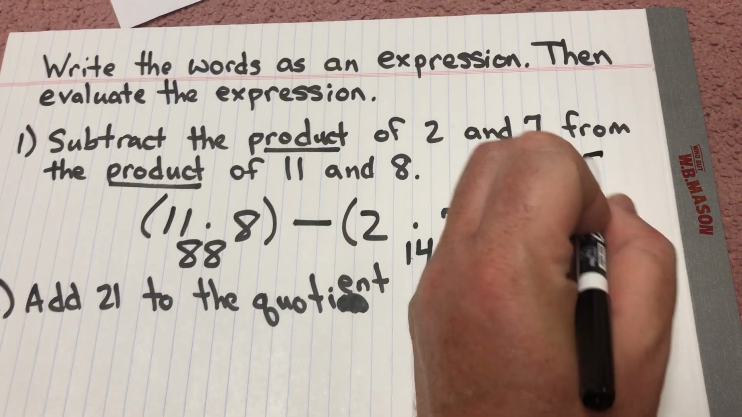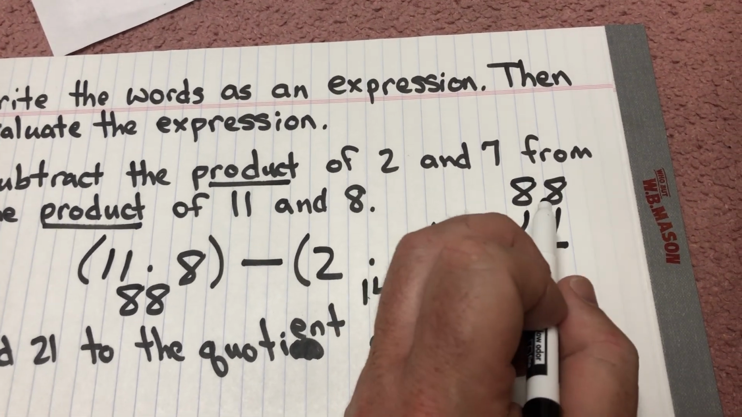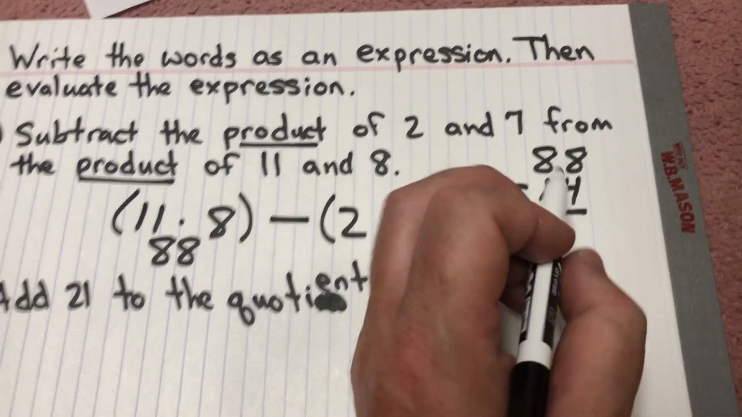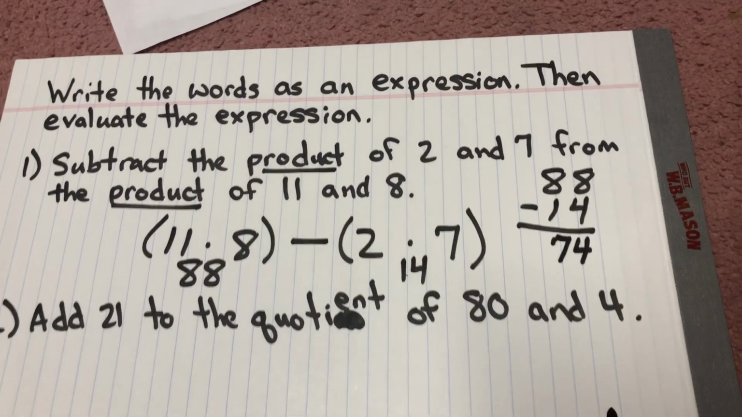So if I come over here, you might be able to do that mental math, but if you need to do some scratch work, go ahead. 8 minus 4 is 4. 8 minus 1 is 7.